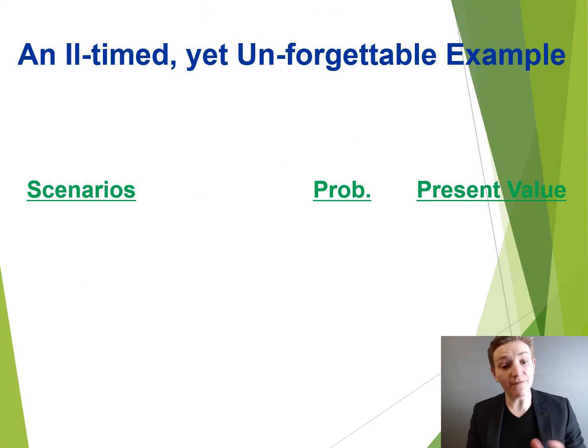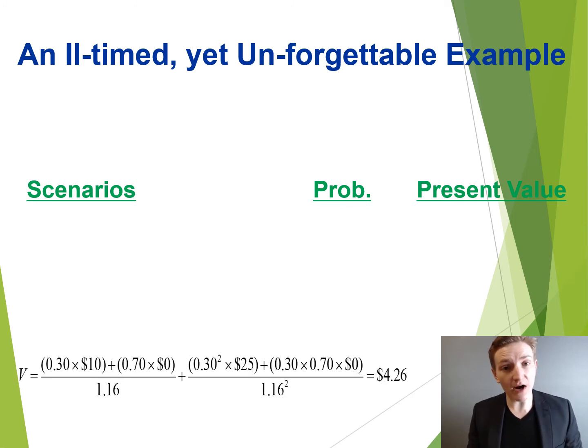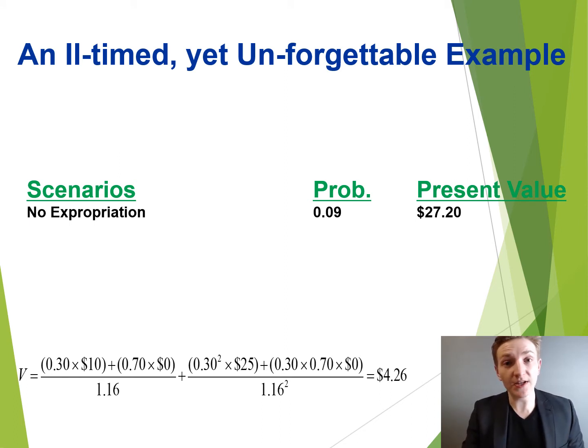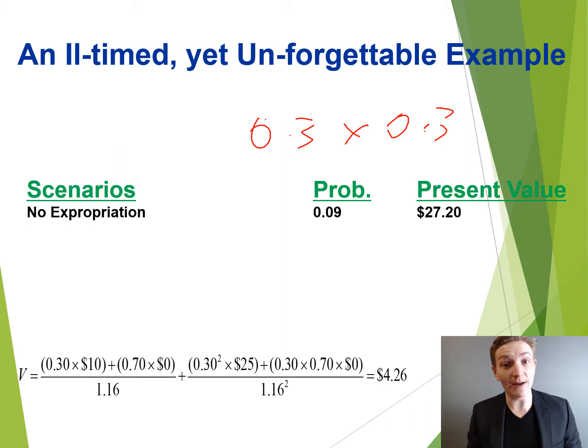So what then is the value that we get? Well, we can look at this effectively by looking at a scenario analysis here. So under our scenario analysis, we've got three scenarios. We have, for example, no expropriation occurring ever. Now that occurs with 9% probability. How do we get that 9% probability? Well, it's 30% chance of no expropriation in year 1 multiplied by 30% chance of no expropriation in year 2, i.e. it's going to be 0.3 multiplied by 0.3, which is going to give us 9%.